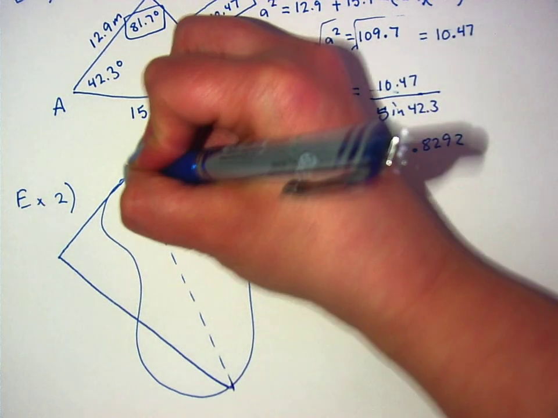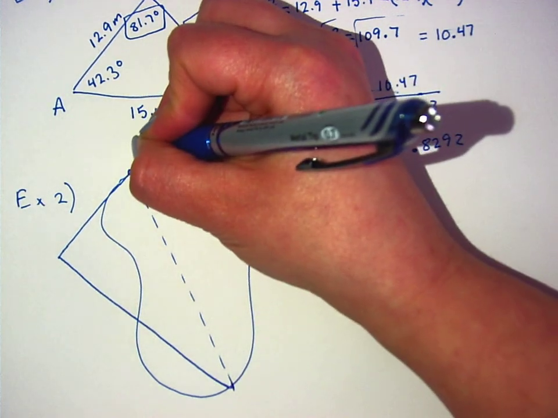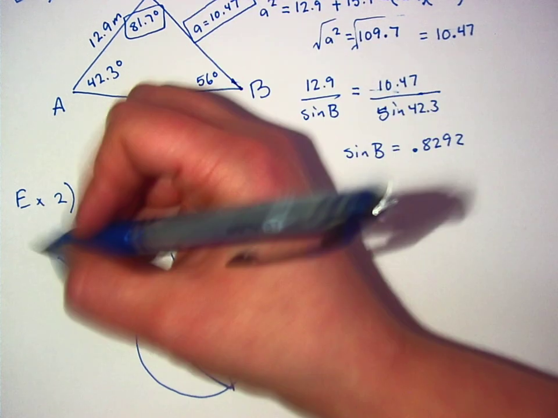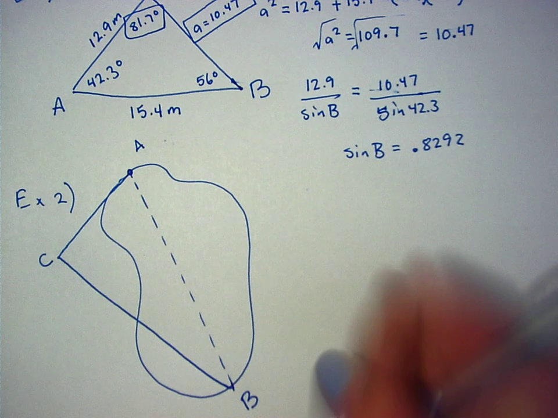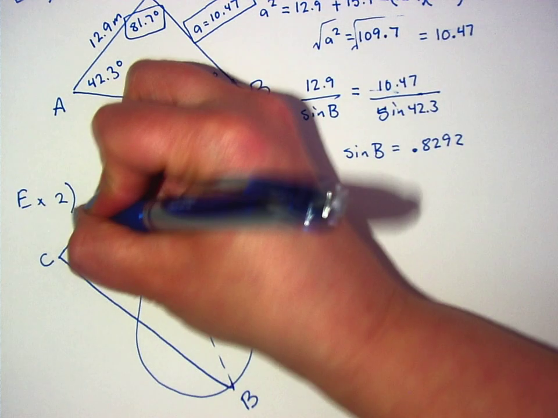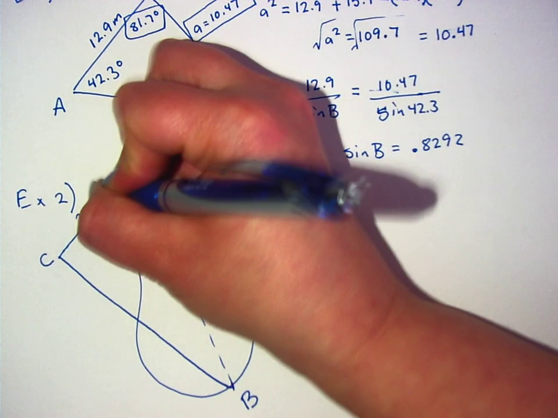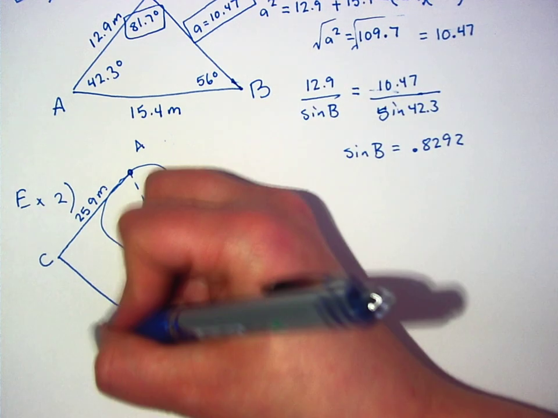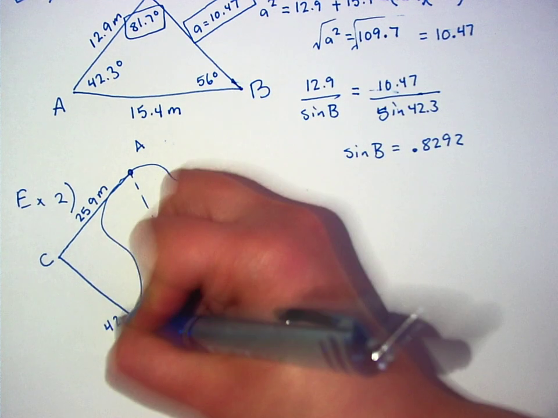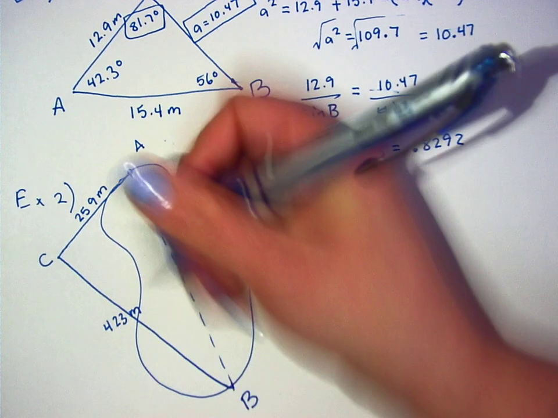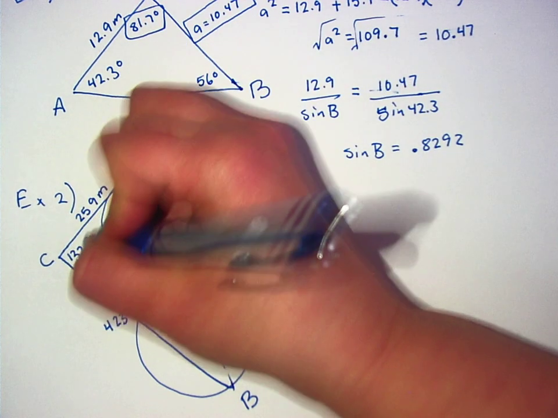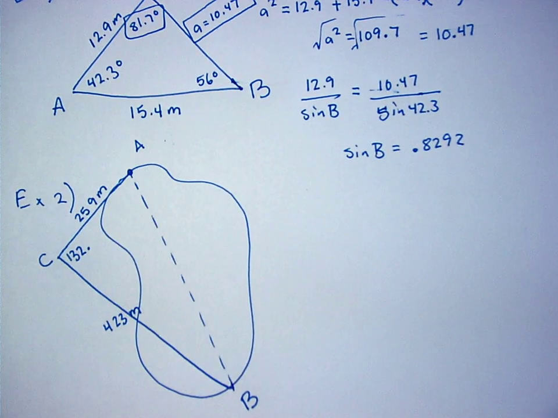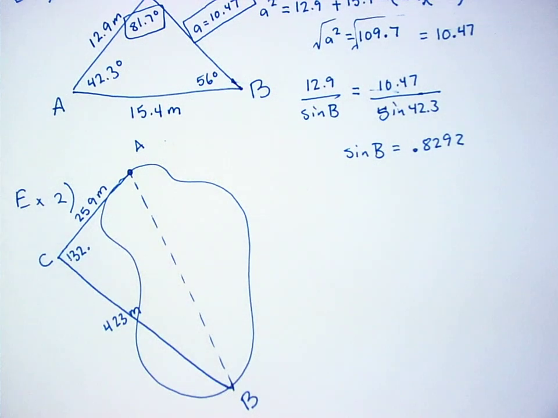Okay, so they've got a point A, and they've got a point C, and a point B. And they know that this side of the lake is 259 meters, and this side of the lake is 423 meters. So this angle in between is 132.7.